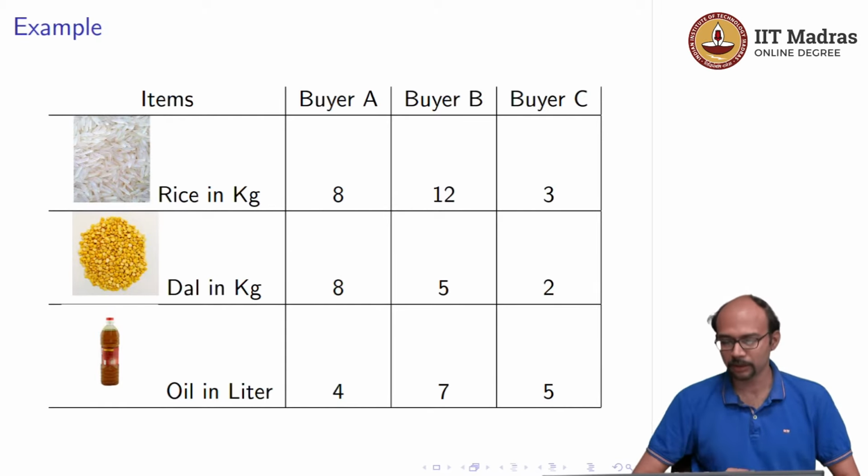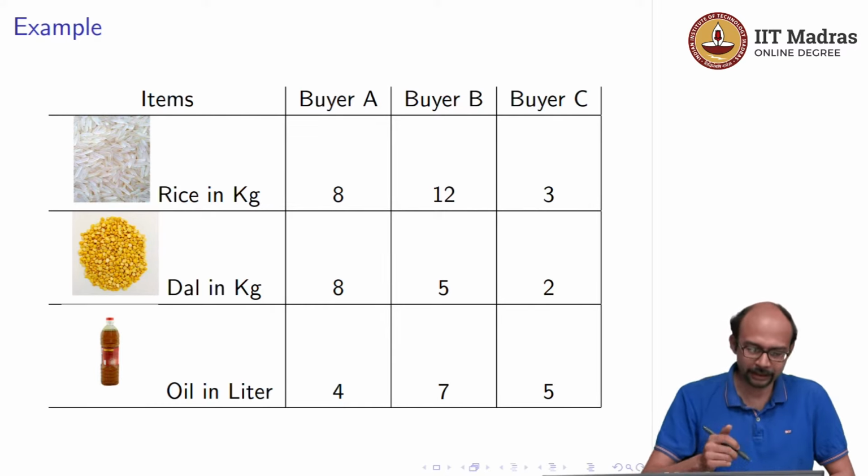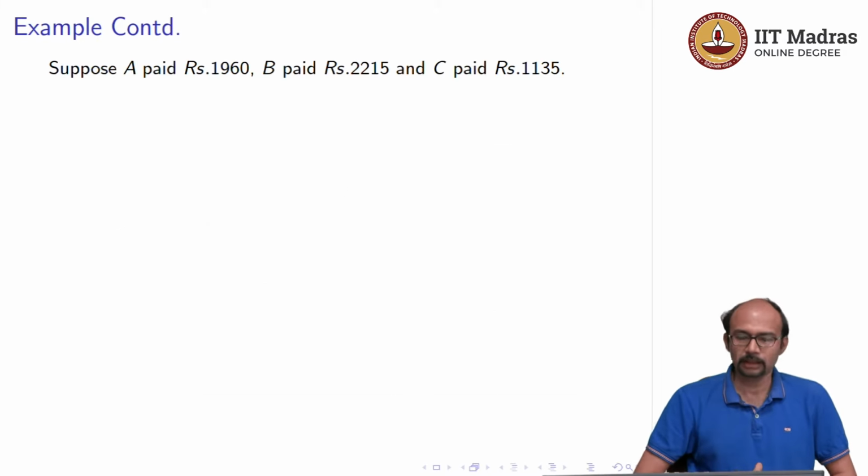Let's begin with an example. In this example, we have three buyers and three items. Buyer A buys 8 kgs of rice, 8 kgs of dal and 4 liters of oil. Buyer B buys 12 kgs of rice, 5 kgs of dal and 7 liters of oil. And buyer C buys 3 kgs of rice, 2 kgs of dal and 5 liters of oil. Suppose these buyers paid some amount of money to the shopkeeper, namely A paid rupees 1960, B paid rupees 2215 and C paid rupees 1135.